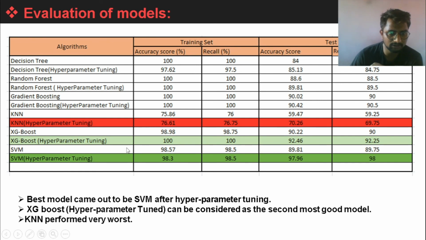XGBoost is the second best model, which gave an accuracy score of 100% on the training set and 92.46% on the test set, which is quite good. The best performance is given by the SVM after hyperparameter tuning, which gave a 98.3% accuracy score on the training set and 97.96% accuracy score on the test set. Here we observed that the recall and accuracy are almost equal to each other.